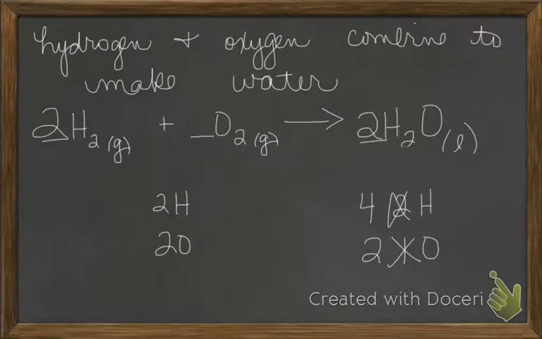We're going to put a 2 here, and that's going to change this to 4 hydrogens, and now everything that we have listed is balanced. Let's do another simple one. What if I said nitrogen and hydrogen combine to make ammonia? What would you write?